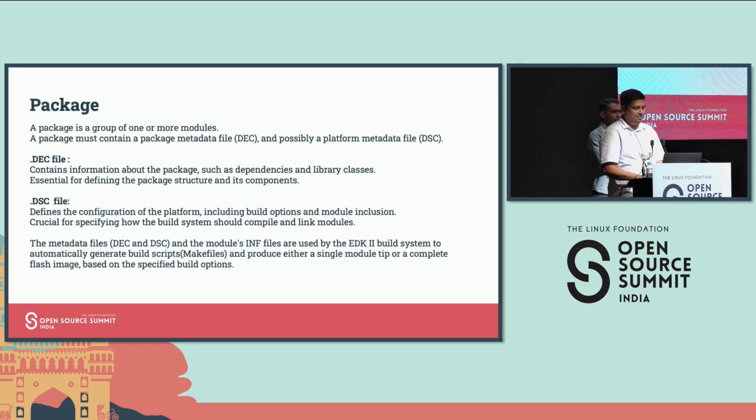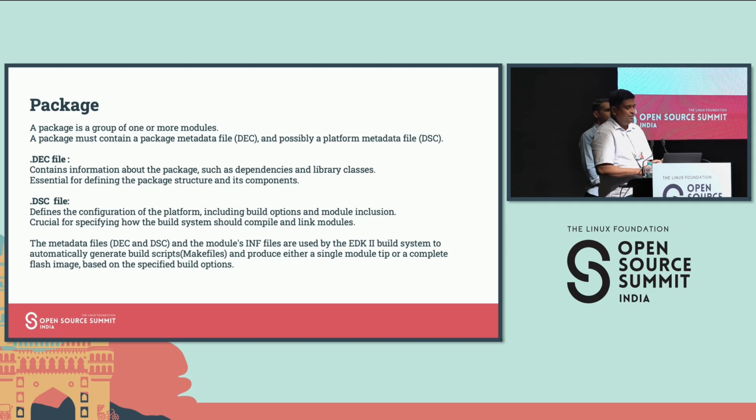A package generally has two files. One is the declaration file, which tells about the dependencies of the package, what library classes it is required to have, and certain components and structures. Then there is a description file, which is mostly platform-specific: which platform this package is about, then build options, which modules are included or removed, all kinds of things. So this is more about platform configuration and build options.